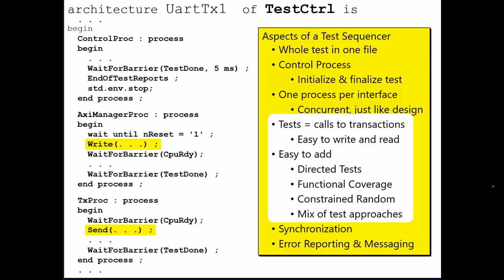So like for the AXI interface, we do writes and reads, not AXI write and read. So that if you swap out an Avalon for an AXI, for some of the tests, you should not have to rewrite them. And in this environment, it's easy to write directed tests. It's easy to add functional coverage. It's easy to do constrained random tests, and it's easy to mix things because it's all transaction dispatched and randomization.